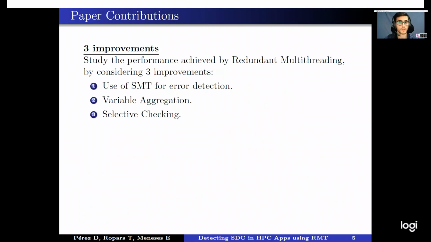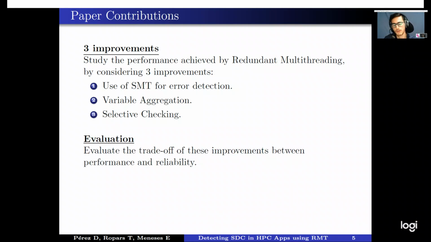Okay, so what are our contributions? We propose 3 improvements to redundant multithreading. And the first one is to use simultaneous multithreading for soft error detection. And there is two more of them that focus more on reducing the amount of data exchange. One is called variable aggregation and the other one is called selective checking.